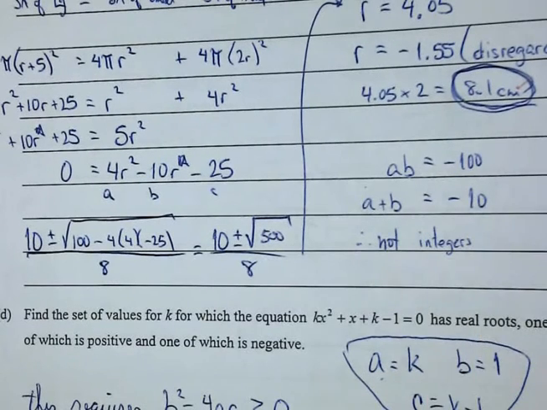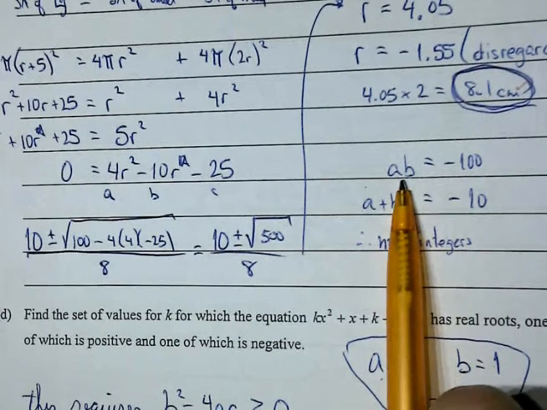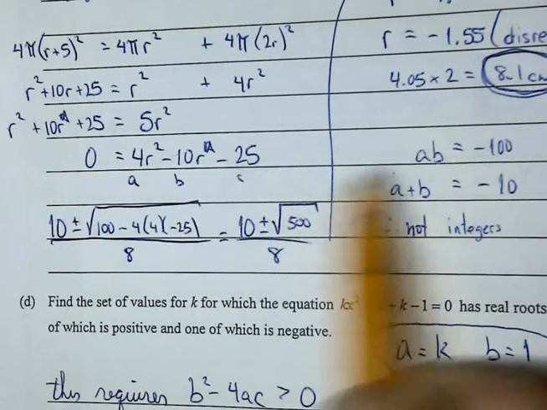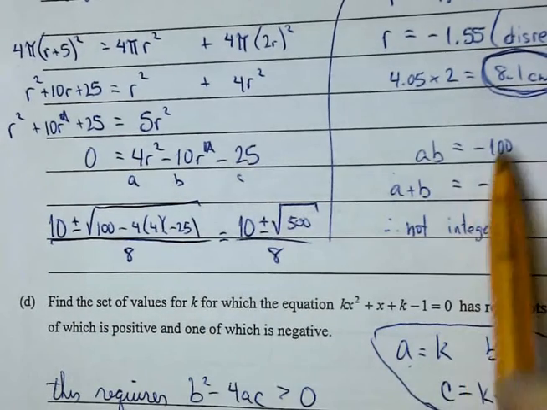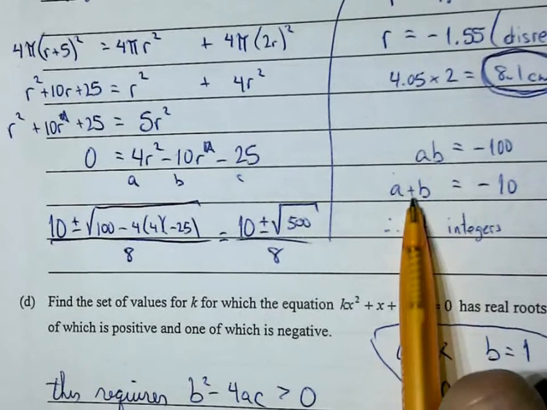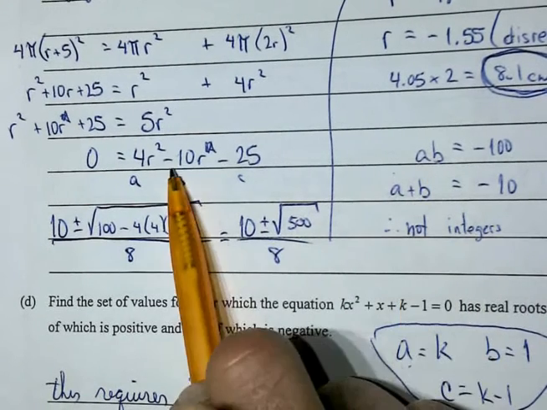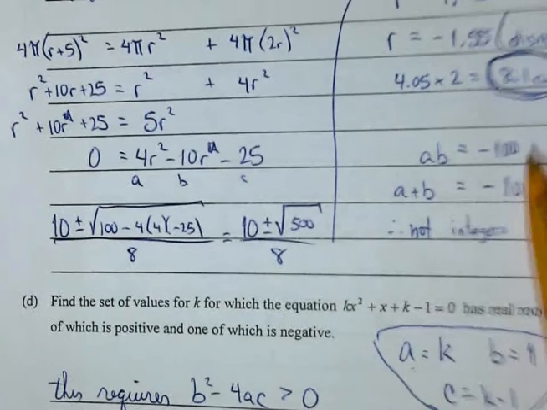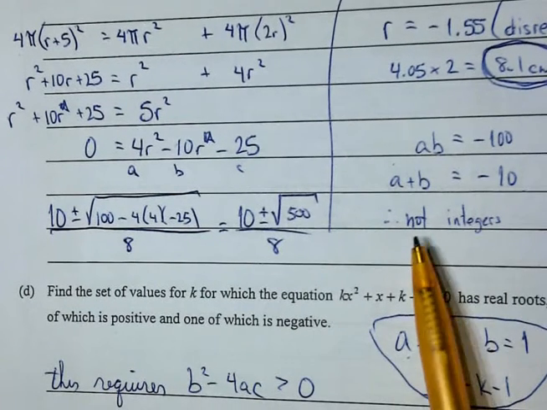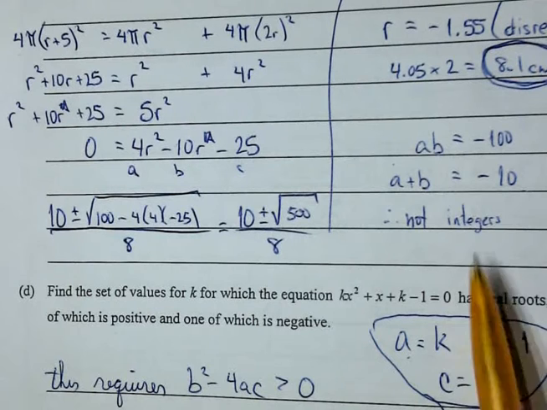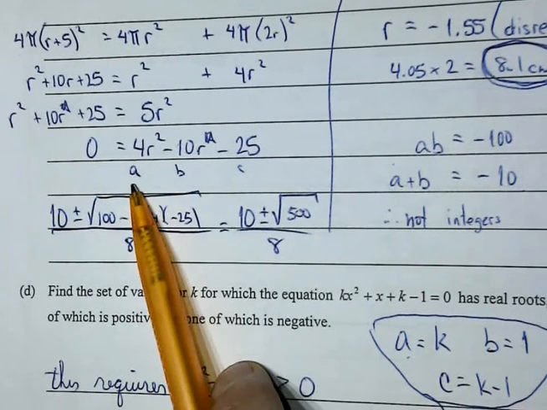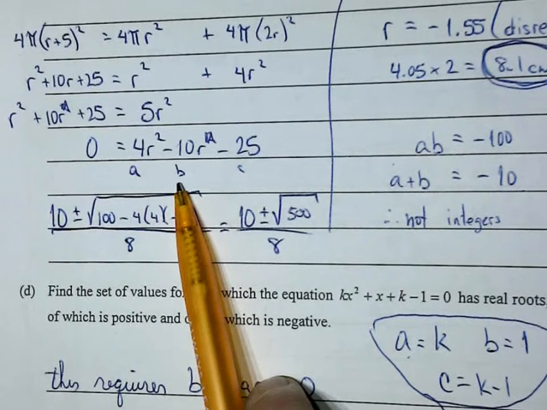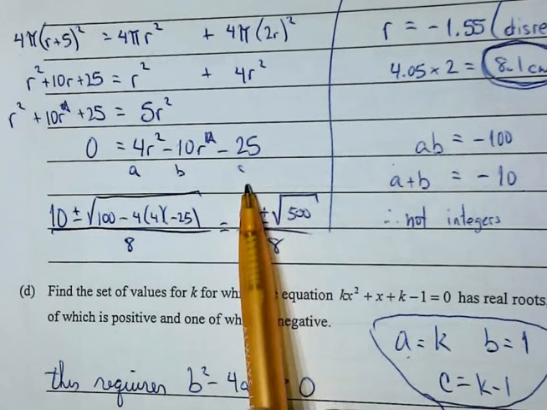Why do I keep putting AB? It should be, I'm looking for the numbers A and B, where A times B equals negative 100. That's the 4 times negative 25. And I'm looking for those same numbers A and B, where when I add those numbers together, I get negative 10. Since those numbers don't exist, that tells me I'm not going to have integer answers. I've got to, again, use the quadratic formula. 4 is A. Negative 10 is B, negative 25 is C.